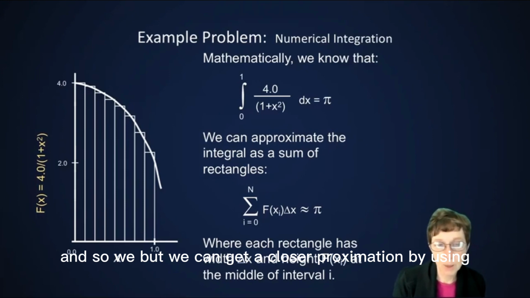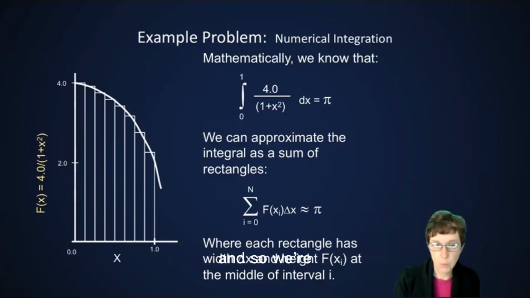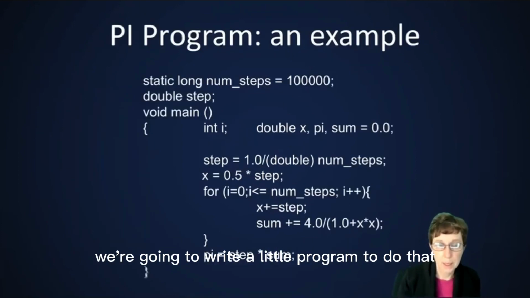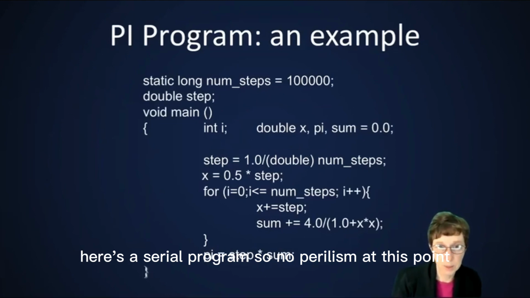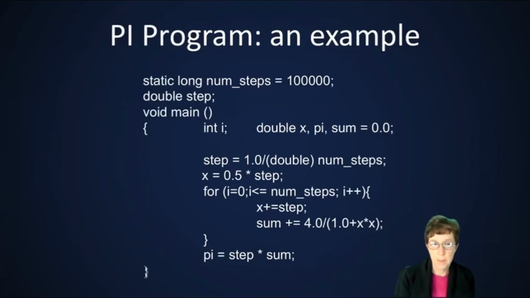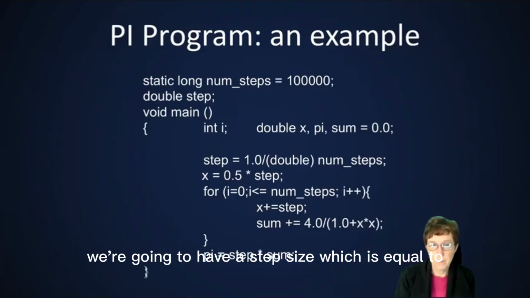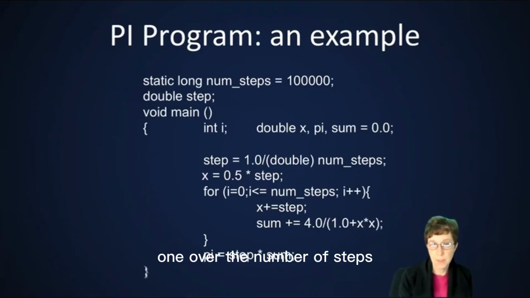But we can get a close approximation by using narrower and narrower intervals, which will get closer to this curve. And so we're going to write a little program to do that. Here's a serial program, so no parallelism at this point. The serial program takes in the number of steps, or at least it's a constant here. And so we're going to have a step size, which is equal to 1 over the number of steps.